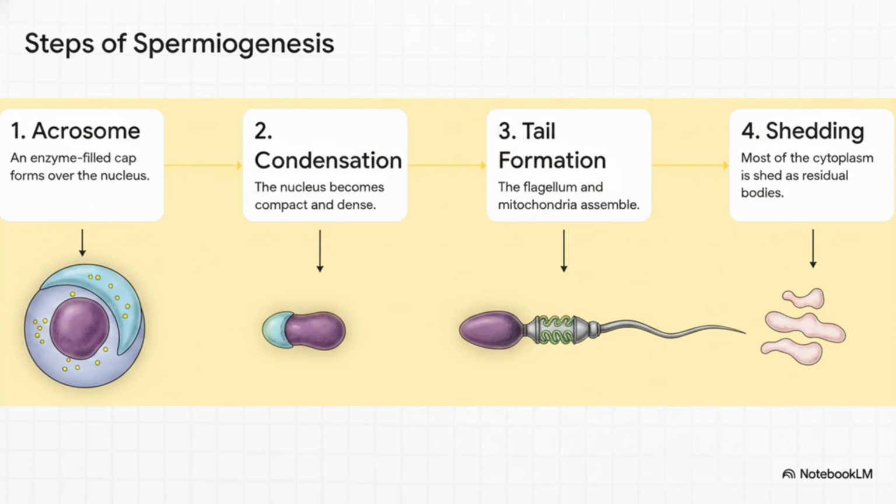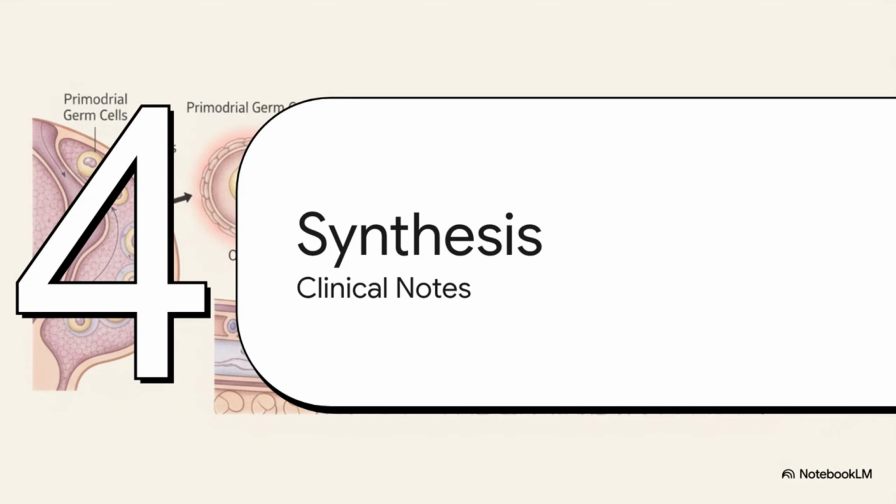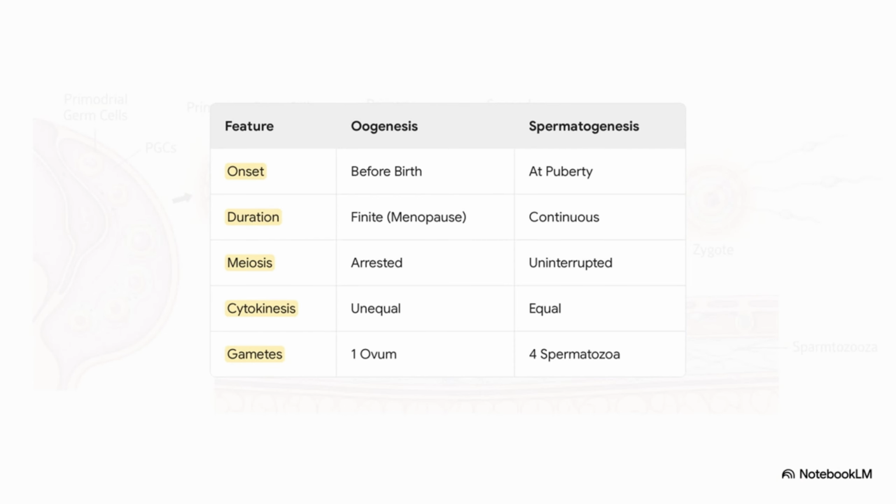And finally, almost all of the extra cytoplasm is just shed, making the sperm lightweight and ready to swim. Okay, let's bring both of these incredible pathways together now for a final summary and to look at a few key clinical points. This table is the perfect summary. Notice those 2 major meiotic arrests that are unique to oogenesis compared to the non-stop process in spermatogenesis, and really focus on cytokinesis, the splitting of the cytoplasm.